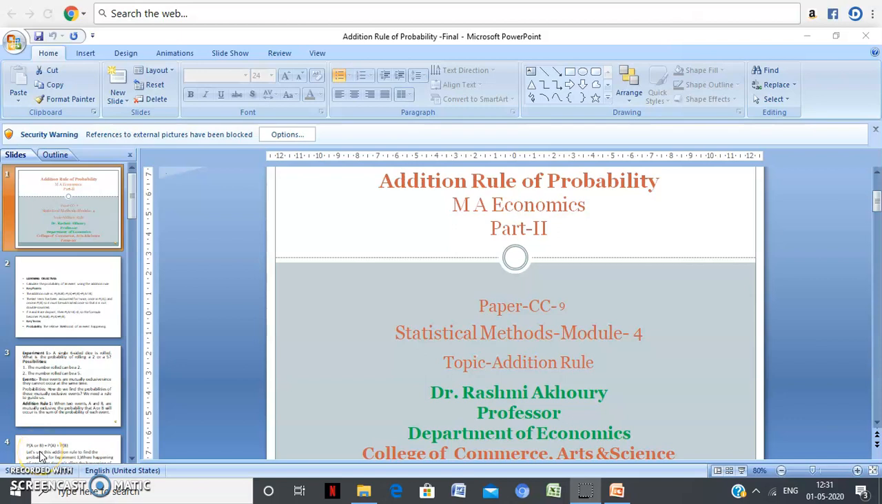Dear students, today we will discuss the addition rule of probability. This is a part of module 4 of Statistical Methods of MA Economics Part 2. I am Dr. Rashmi Akhori, Professor, Department of Economics, College of Commerce, Arts and Science.